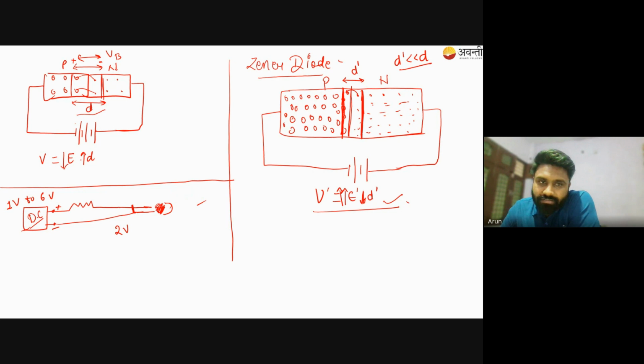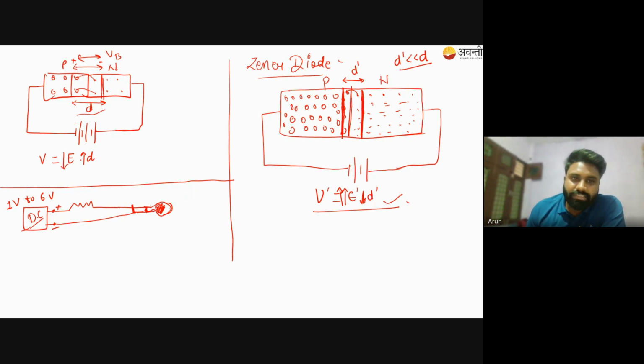So for that kind of situation, we come across a type of device which is the Zener diode. So this is the LED we have.